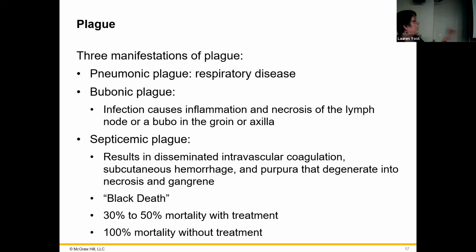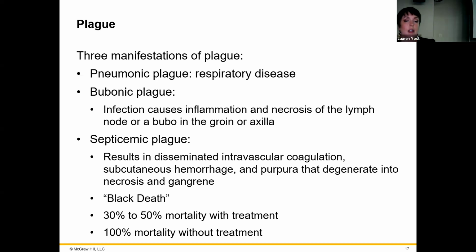You can have movement of bacteria into the respiratory system as well. If you have the bacteria in the respiratory system, you can then spread it from person to person. You don't need the fleas to transmit it. So the pneumonic plague, when somebody has it in the lungs, they're able to transmit it from person to person that way. And then we have the septicemic plague, which is the one that we call the Black Death.